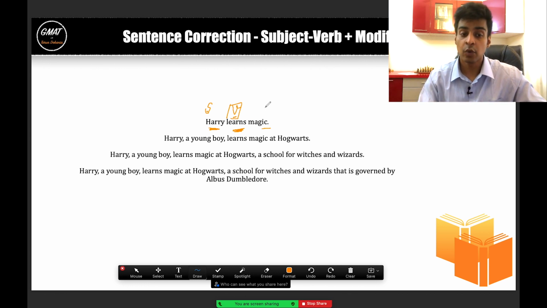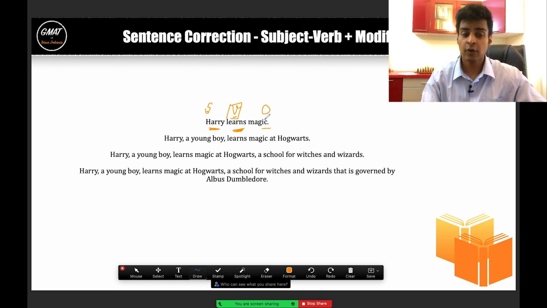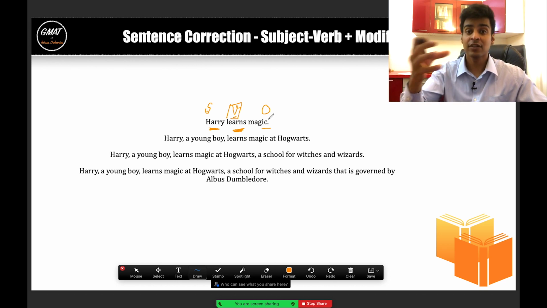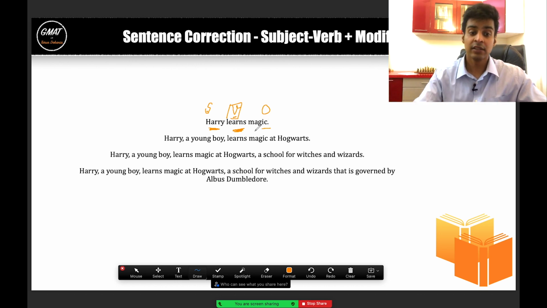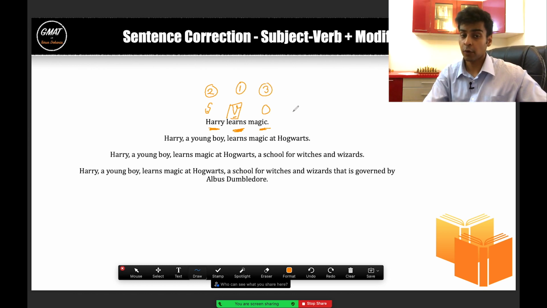Once I have these two, a very important element again that might not be present in many sentences, but is usually present, is called the object, which is the entity upon which the action is done. So Harry is learning here, we know that, but what is he learning? Magic. And that's the order of importance, right? Verb, most important. Subject, about as important, but if anything, second most important. And the object, third most important.